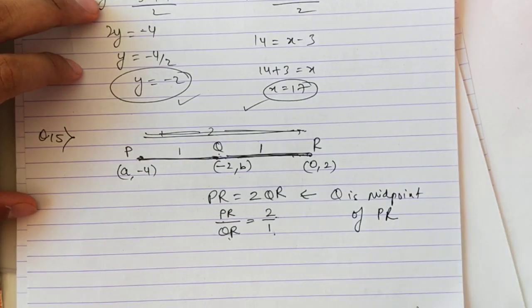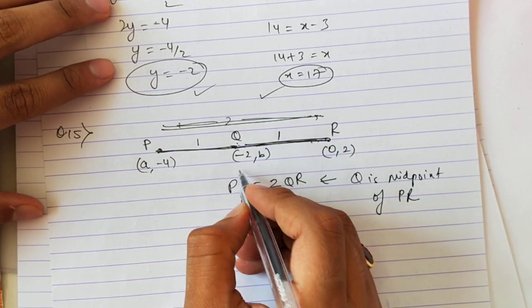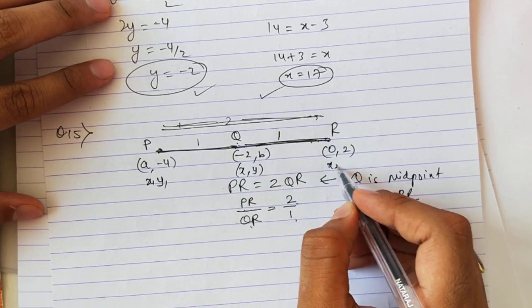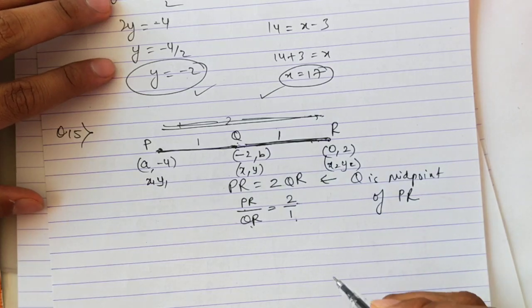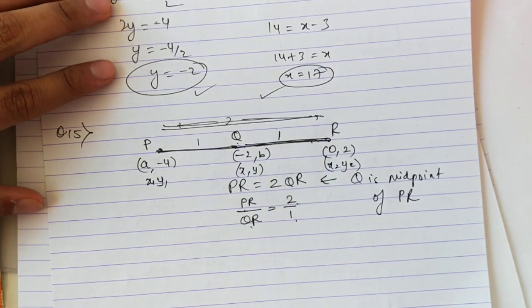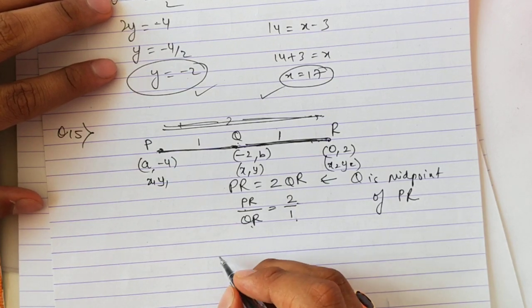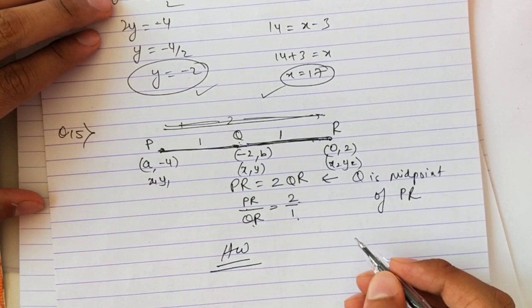Once I know Q is the midpoint of PR, I can give them names x comma y, x1 y1, x2 y2. Okay, and I'll solve it using the midpoint formula. But that I want you to do for your homework.